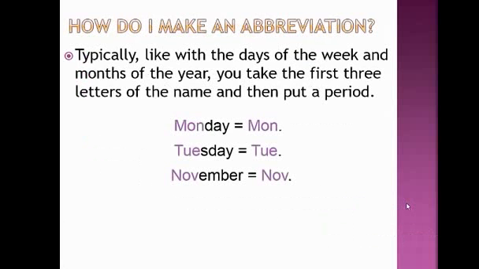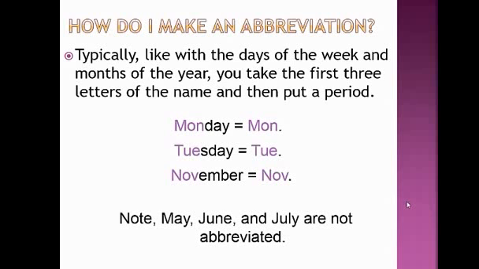So how do we make an abbreviation? Typically, like for example with days of the week, we use the first couple letters of a name and then put a period. So for Monday, we use capital M-O-N, period. Tuesday, capital T-U-E, period. Months, November, N-O-V, period. When we're doing abbreviations for months, May, June, and July, they're already pretty short, so we don't use an abbreviation for those words. We just write those words out.